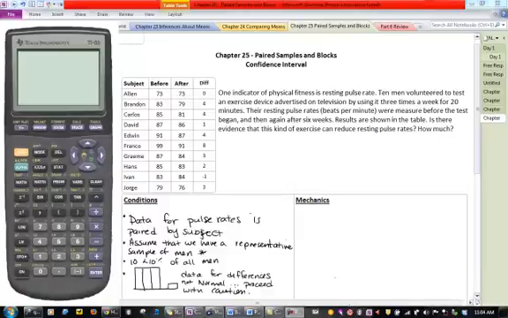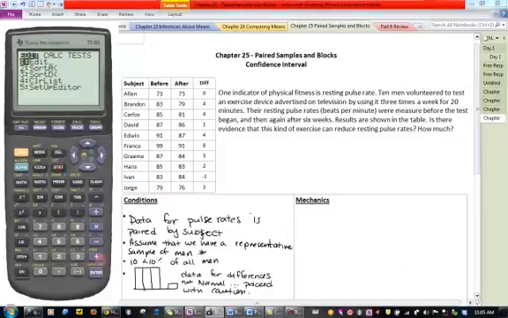This video will cover Chapter 25, Paired Samples and Blocks, the confidence interval. We're going to return to the problem that we did when we did our hypothesis test about men's resting pulse rates. So I'm going to give you a chance to get all of your data back into your calculator. You see it all on the table right here.